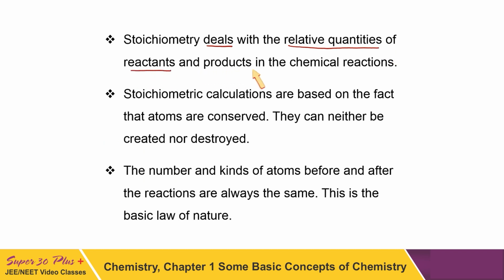So stoichiometry deals with the relative quantities of reactants and products. Suppose you have the quantity of one reactant and you just want to know how much quantity of, for example, any product will form in a chemical reaction. You can do it with the help of stoichiometry.